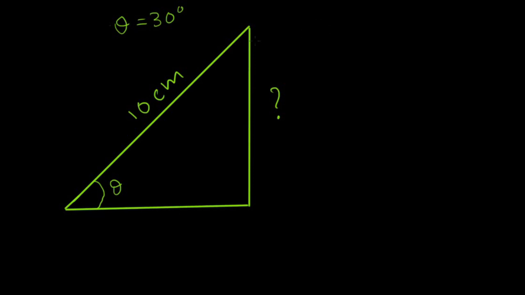So using the information we have, we can figure out which function to use. First we are going to write out a mnemonic. So SOH CAH TOA. So we want to figure out the opposite side and we already have the hypotenuse. So we want a function which includes a hypotenuse and an opposite.